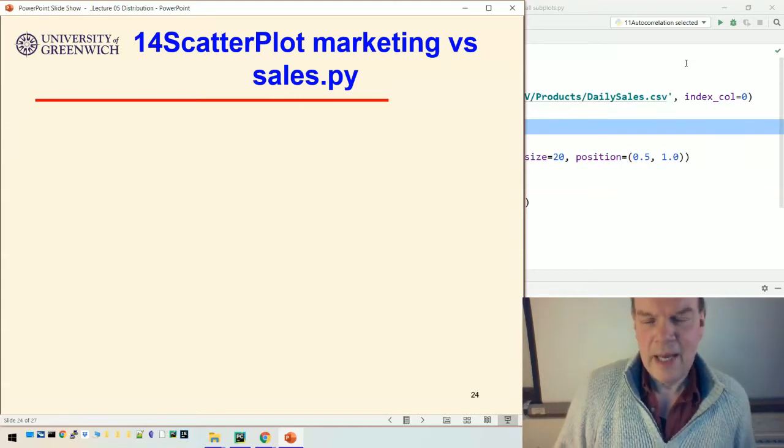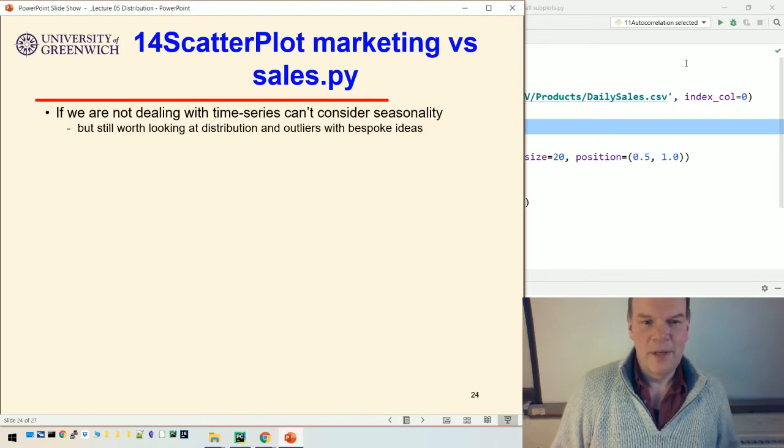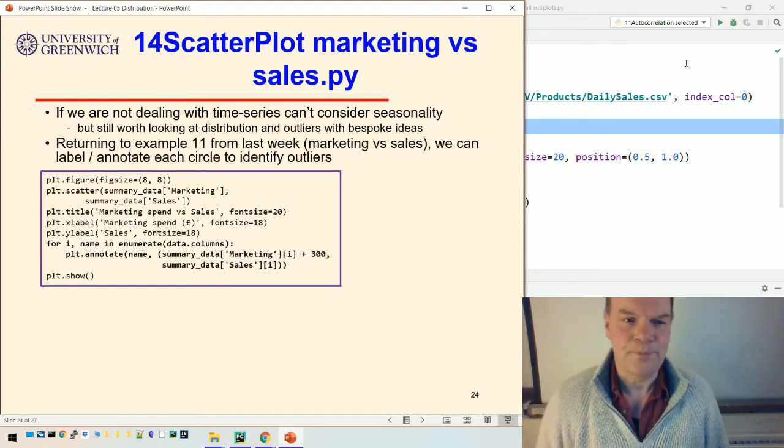Okay, so we've seen how we can look at time series and detect seasonality using autocorrelation, and then we can even do decomposition. If we're not dealing with time series, we can't really consider seasonality, unless there's something regular that happens in the data. But it's still worth looking at distribution and outliers and maybe putting in some bespoke ideas.